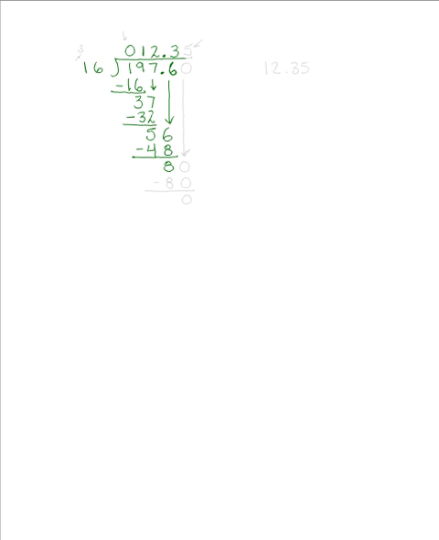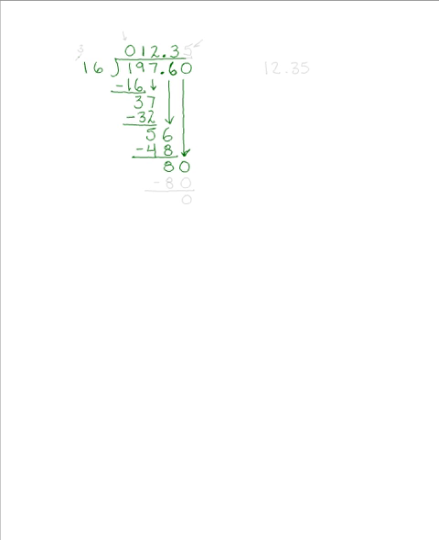So we remember our last of the 3 bullet points. If we run out of digits in the dividend, which is the 197.6, but we still have a remainder, which in this case is 8, add a 0 to the end of the dividend, bring it down, and keep dividing. Okay, so let's do that. We add a 0 to the end of the dividend, we bring it down, so now we want to know how many times 16 goes into 80.